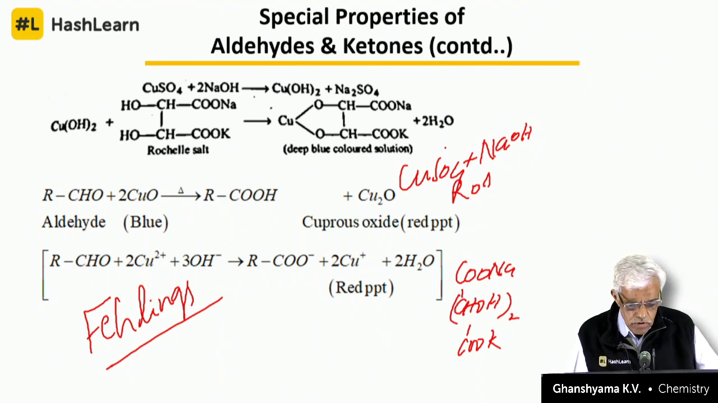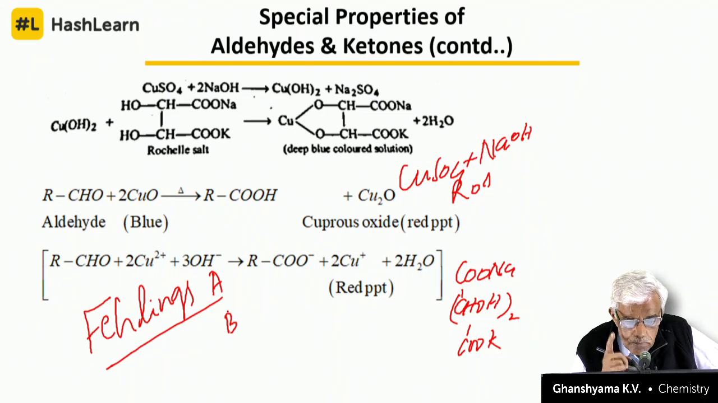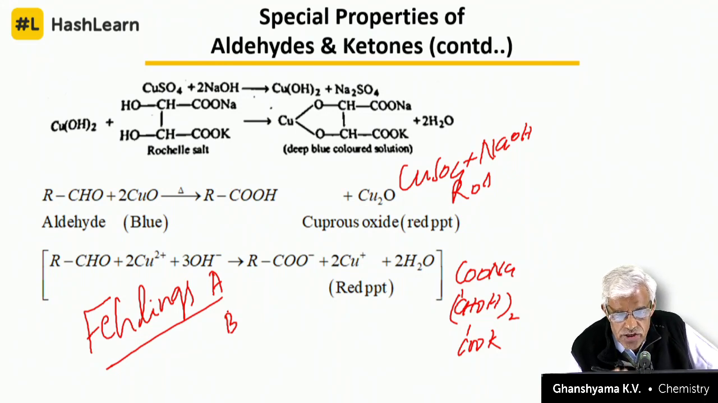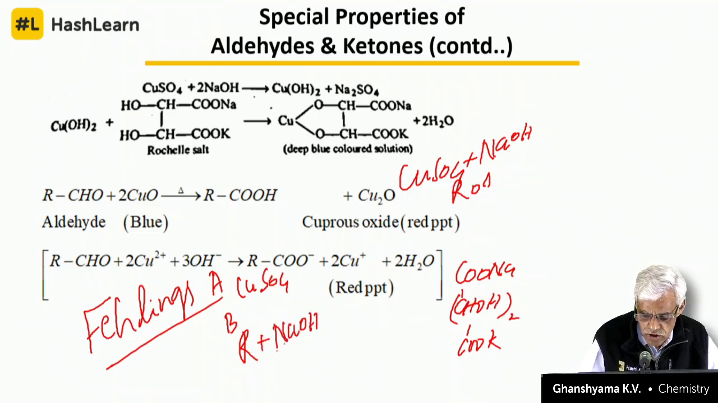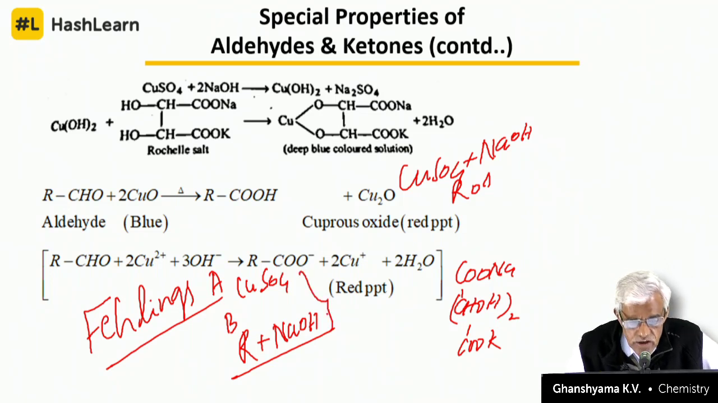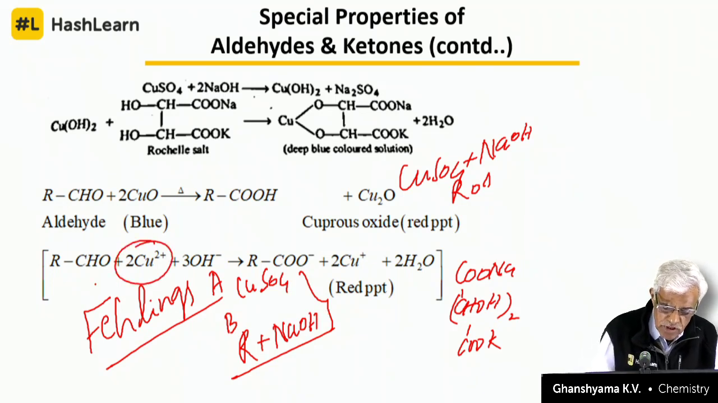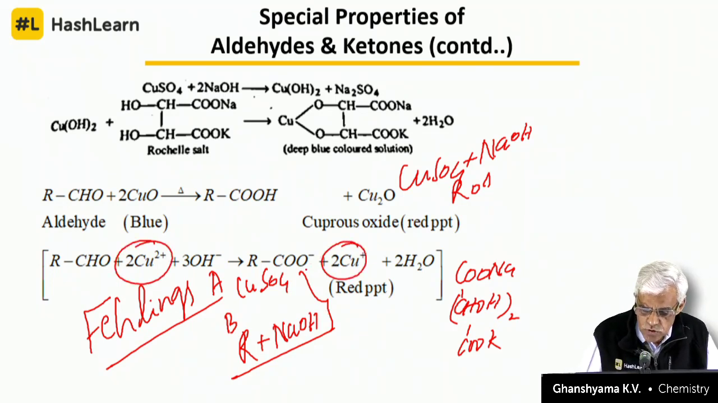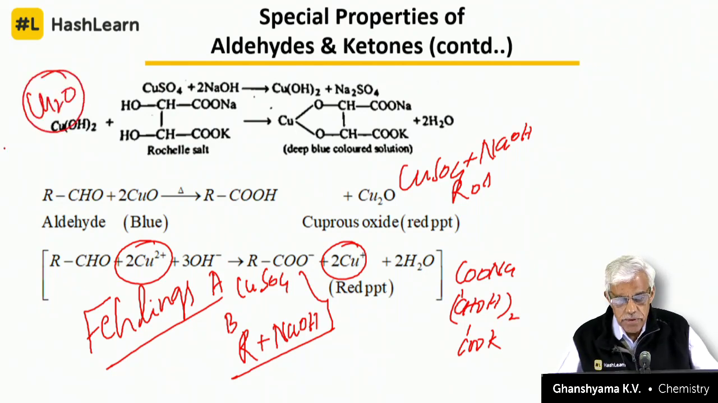Actually, Fehling solution is a mixture of Fehling solution A and B. Those two must be mixed only at the time of the reaction. Fehling solution A is copper sulphate solution. Fehling solution B is Rochelle salt plus sodium hydroxide. If you mix it and add aldehyde and heat it, it results in the formation. Copper sulphate contains Cu2 plus, it gets reduced to Cu plus, and that will be cuprous oxide.